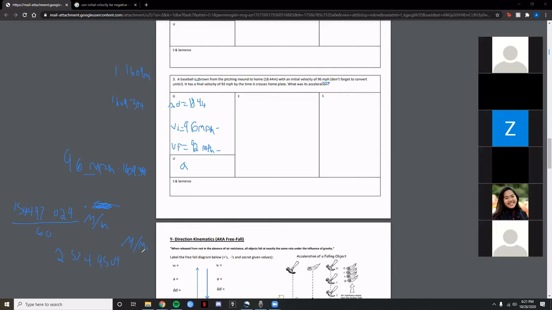How many seconds are in a minute? 60. Then you divide by 60 again. And your final answer for that would be 42.91584. So we're just going to write on the side V of I equals 42.91584. Now that we did it for V of I, we have to do it for V of F. It's been a long day.